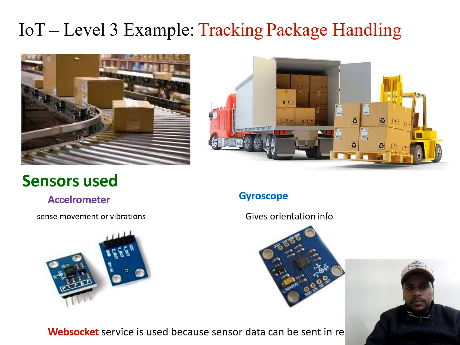IoT level 3 example is tracking package handling, where sensors such as an accelerometer are used, which you use to sense motion, movement or vibrations of products. And further, a gyroscope is used, which gives orientation info of the product.